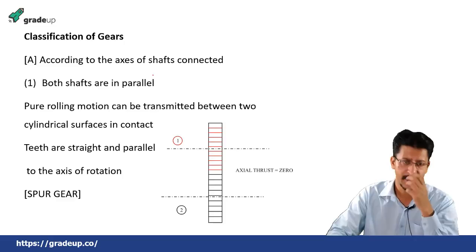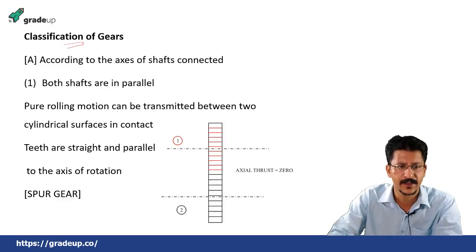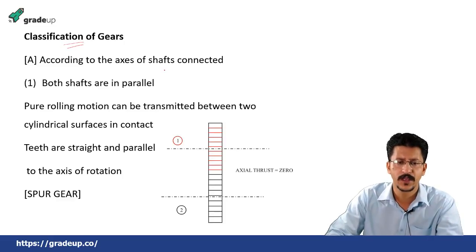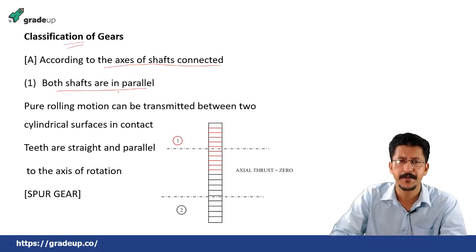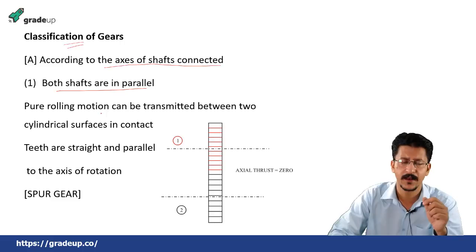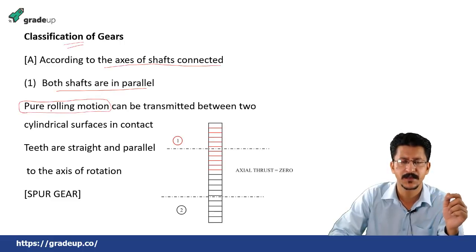Then we come to the classification of gears. The first criterion is according to the axis of the shafts connected. First, both the shafts are parallel. If both the shafts are parallel, pure rolling motion, please remember this term, pure rolling motion, can be transmitted between two cylindrical surfaces in contact.